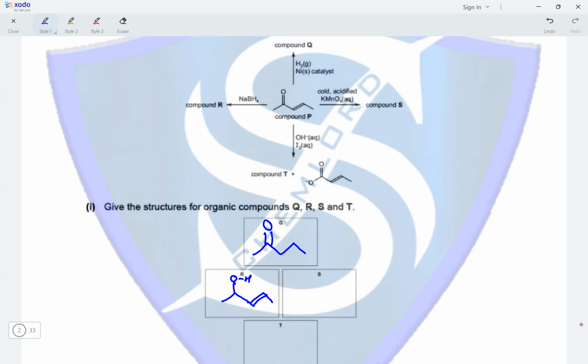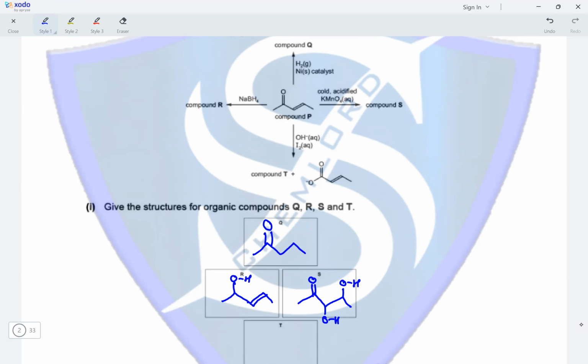For structure S, we have cold acidified KMnO4 reacting. Cold acidified KMnO4 is responsible for the double bond of the alkene being converted into a single bond, with each carbon atom now having an OH group attached to it. So we have the same structure formed. The double bond of the ketone stays as it is, but the double bond of the alkene now has a single bond OH group present on both the carbon atoms involved in the double bond formation.